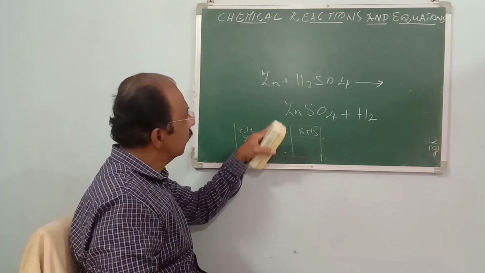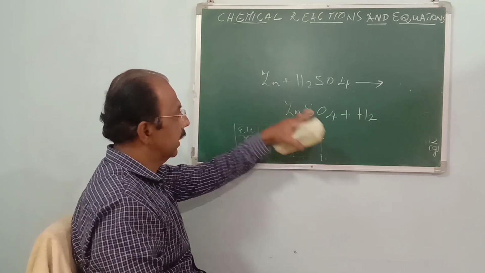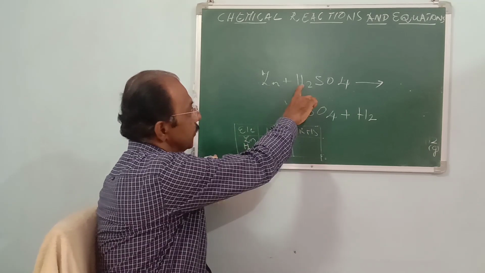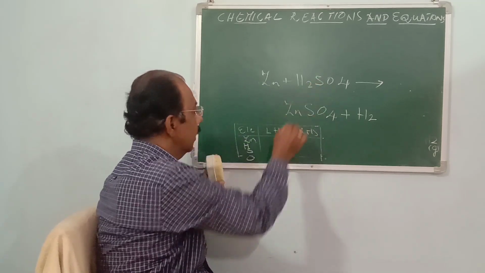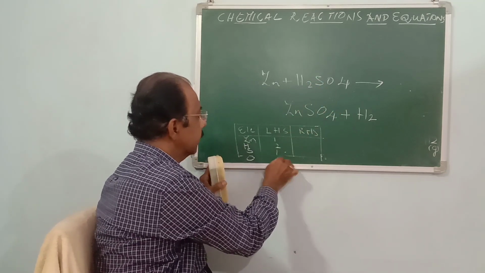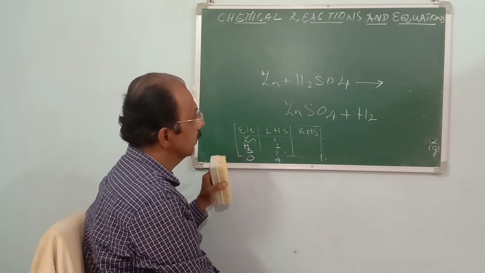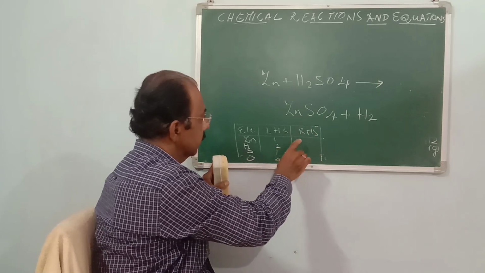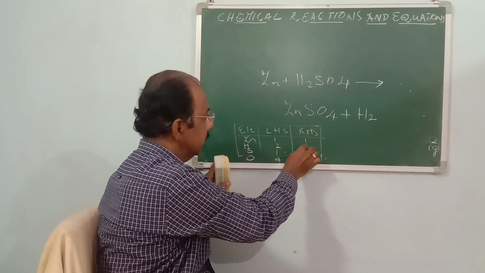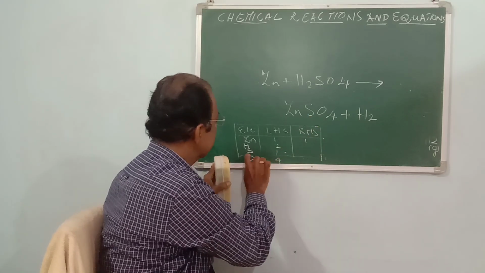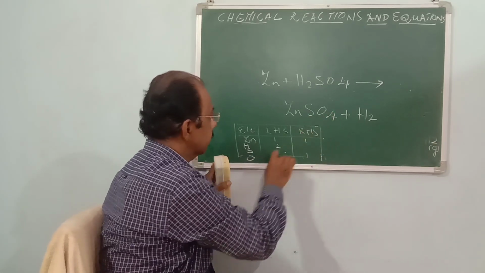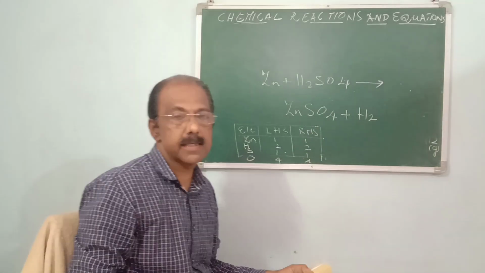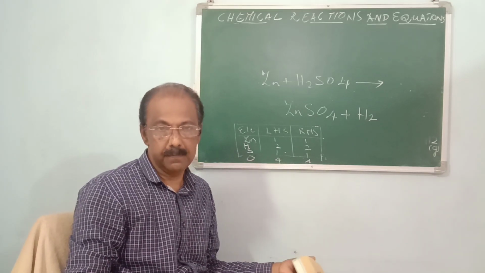Now you see how many atoms of each element are present on the reactant side: 1 atom of zinc, 2 atoms of hydrogen, 1 atom of sulfur and 4 atoms of oxygen. Now you see the number of atoms on the product side, the right hand side. There also you see 1 atom of zinc, 1 atom of sulfur, 4 atoms of oxygen and 2 atoms of hydrogen. So the skeletal equation is a balanced equation here.